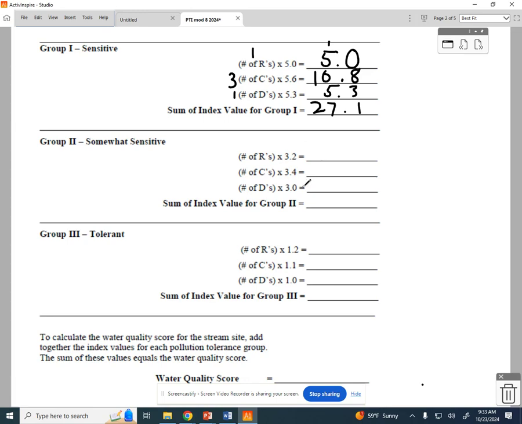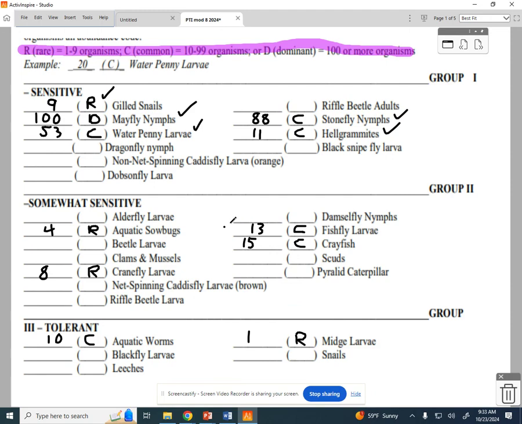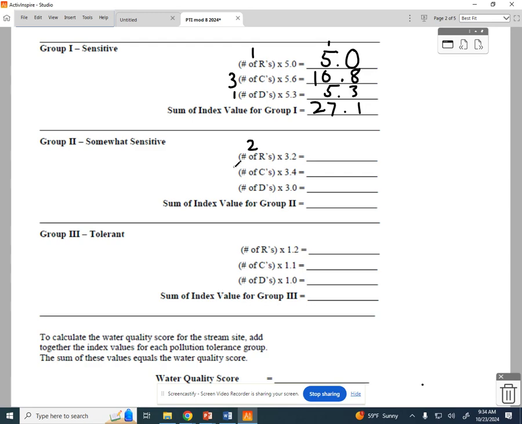We do the same thing for group 2 and group 3. So group 2, we saw 2 things designated as rare, 2 designated as common, and none designated as dominant. So 2 times 3.2, 2 times 3.4, and then this is a 0. Okay, and that's what we did, the same thing we did for group 1, just with the other numbers. And this will continue for group 3.